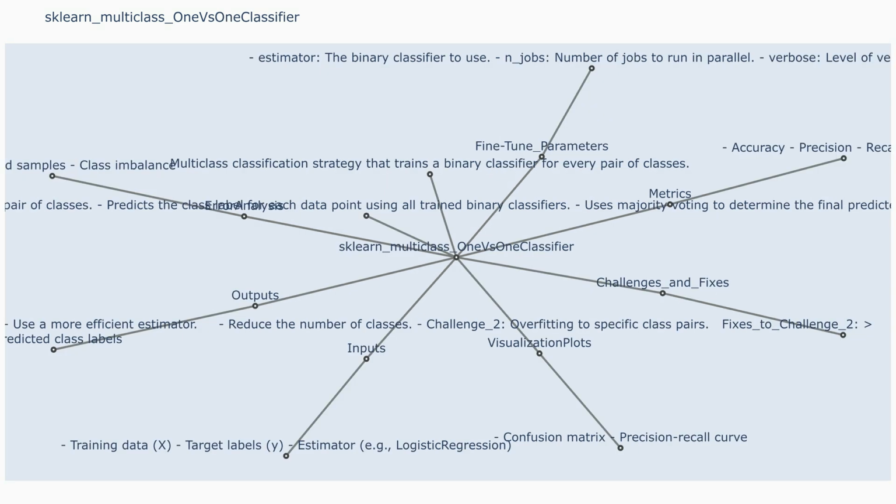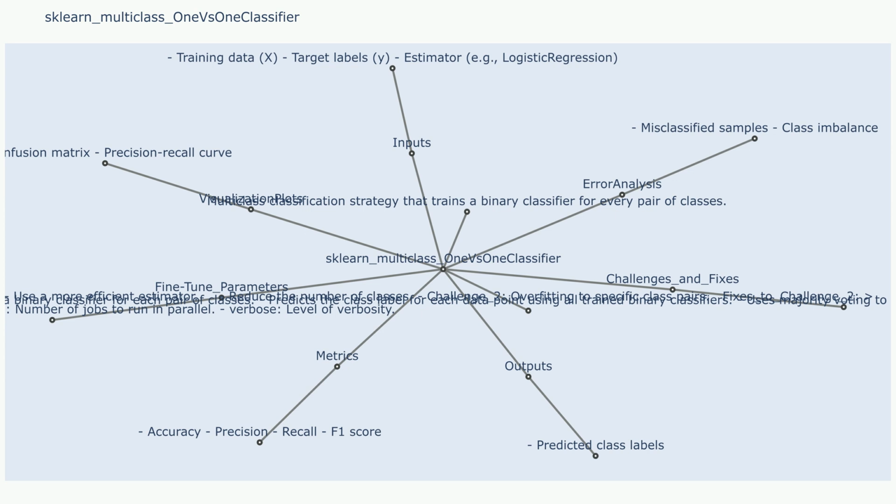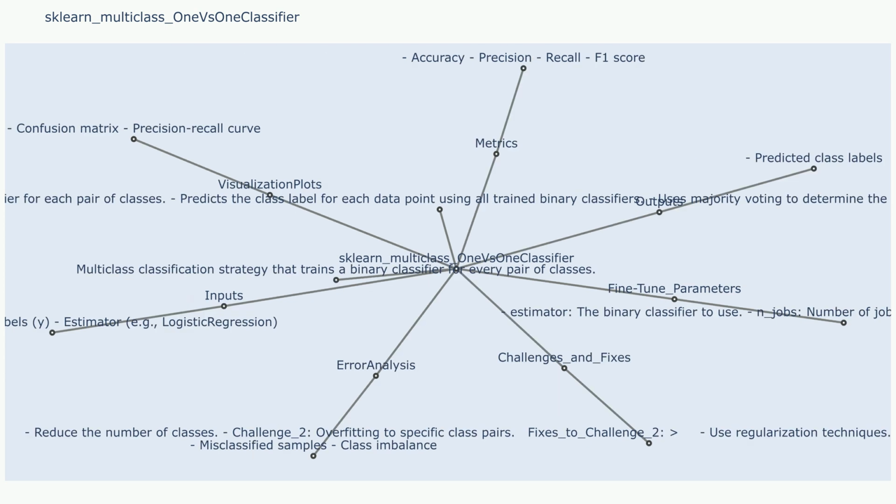sklearn Multiclass One-vs-One classifier. Description. The One-vs-One classifier strategy is a method for multiclass classification. It constructs one binary classifier for every pair of classes. To make a prediction, each binary classifier predicts the class for the given sample, and the class with the most votes is chosen. Inputs. X.